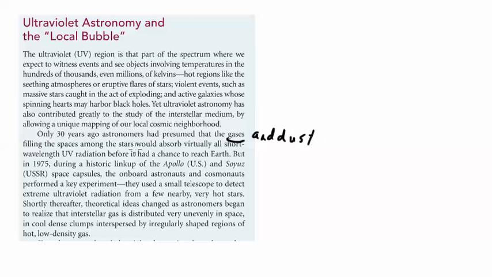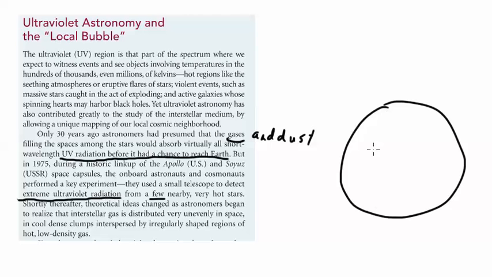filling the spaces between the stars should absorb virtually all shortwave ultraviolet radiation before it has a chance to hit Earth. But they have used a small telescope to detect extreme ultraviolet radiation from a few nearby very hot stars, which means basically there's a bubble where they can see ultraviolet, and outside that region, no ultraviolet.